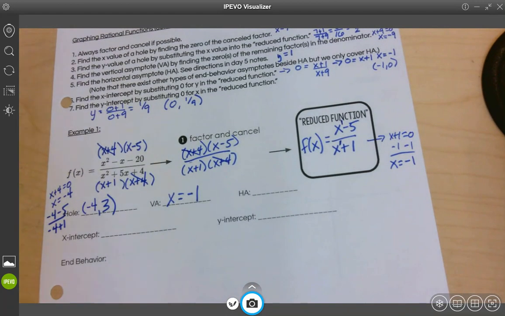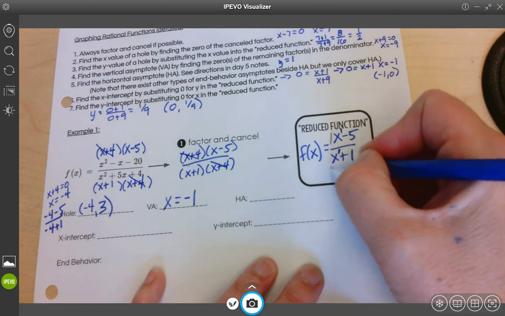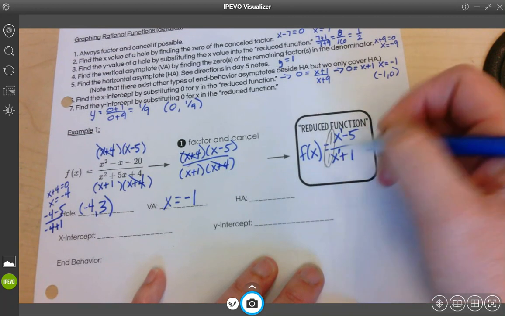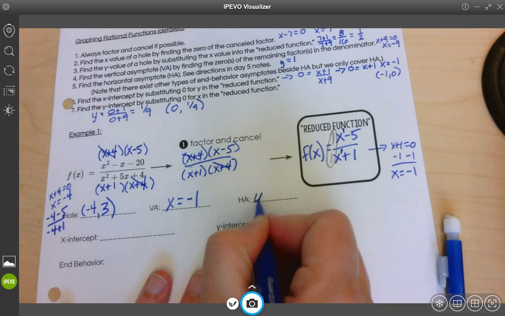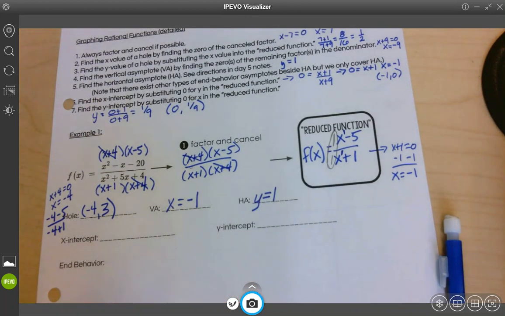So when they're the same, it is going to be the ratio of the leading coefficients. Leading coefficient is 1. Leading coefficient is 1. That means my horizontal asymptote is y equals 1. The tricky thing about that is it's a totally different rule if they have different degrees. That comes from the last class notes.